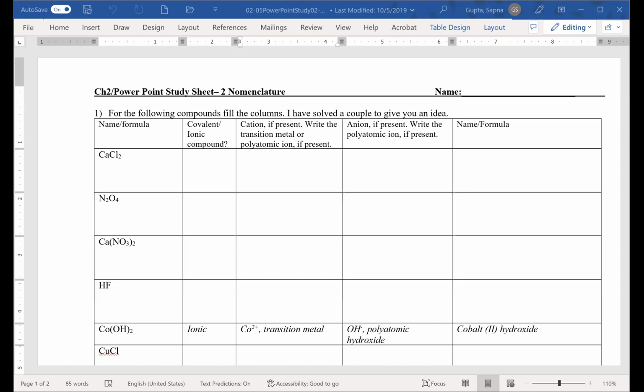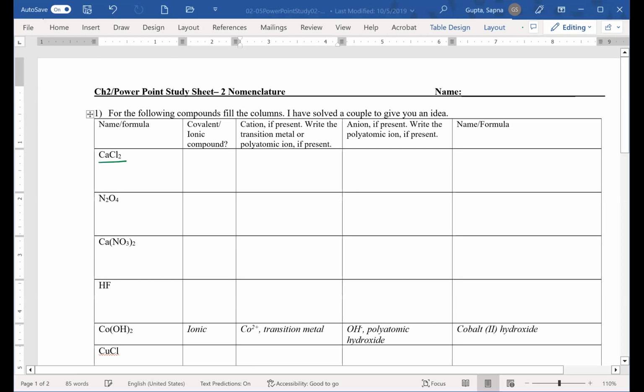Hello, everyone. I thought I'll go ahead and explain this PowerPoint study sheet because it seems there was a lot of issues. So first of all, this study sheet takes you through step by step on how you can name a compound and how you can write a formula. So first of all, when you look at a compound, the first thing you need to do is identify if it is ionic or covalent.